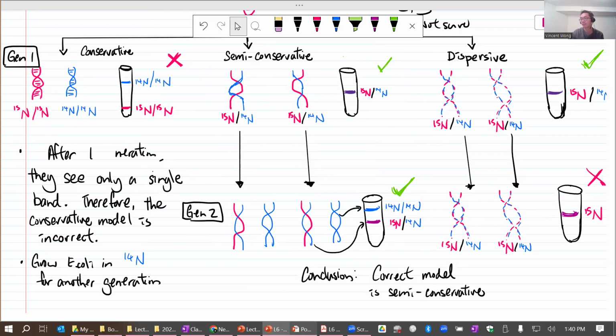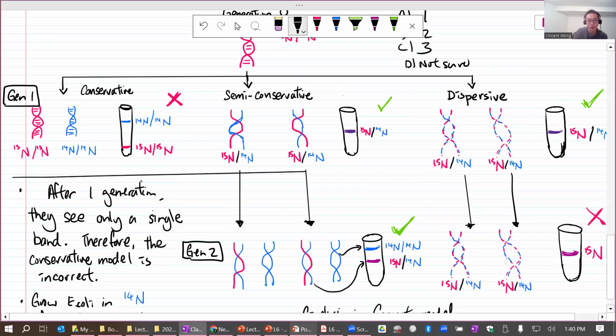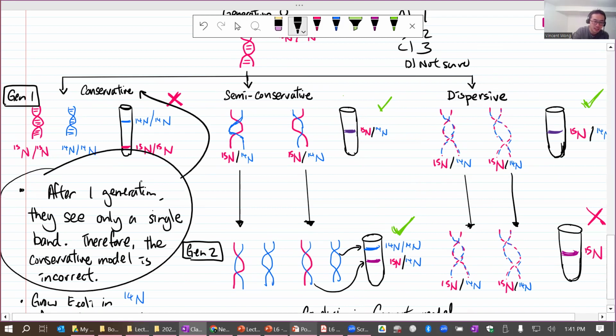So why does it say in your note that after one generation they see only a single band? Oh, I see where the confusion is. After one generation, they only see a single band. This one generation is referring to the whole first generation. I guess your confusion is that you thought this applies to the conservative model, but no, it's a general statement.